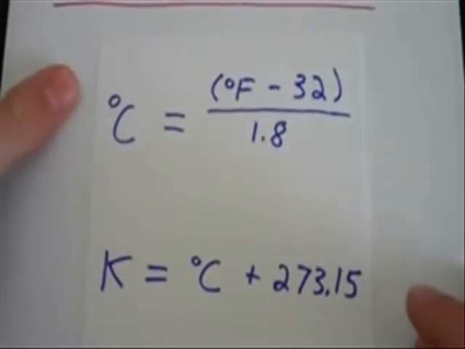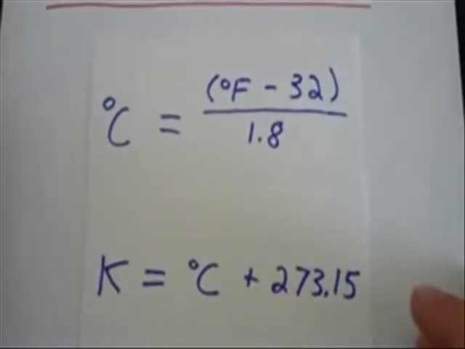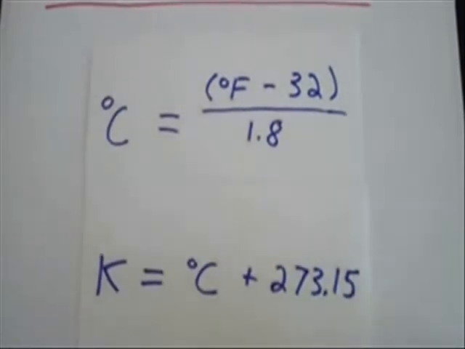The top one says degrees Celsius equals degrees Fahrenheit minus 32 over 1.8. All you need to do is plug your known value into this equation and then solve for your unknown.